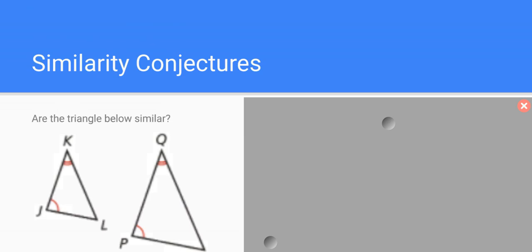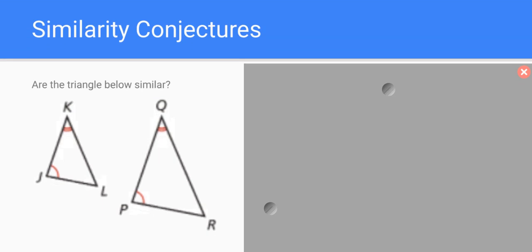We've got some similarity conjectures in the same way that we have congruence conjectures, and they're actually pretty similar.